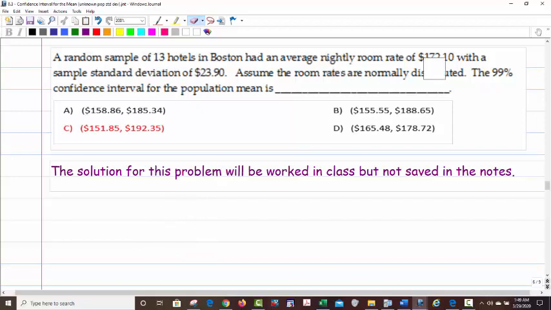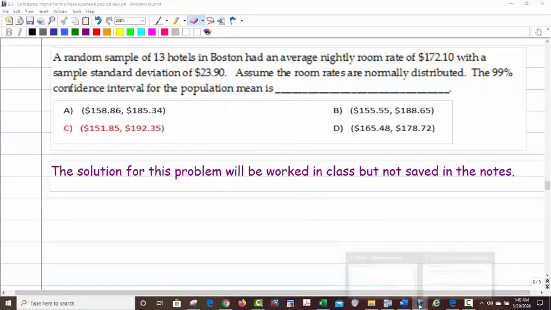So 13 hotels, average room rate 172.10 with a standard deviation of 23.90. So less than 30, sample standard deviation. Together that makes it a t, normally distributed, which is also the condition for the t. And we want a 99% confidence level. 13 is n, so it's 12 degrees of freedom.